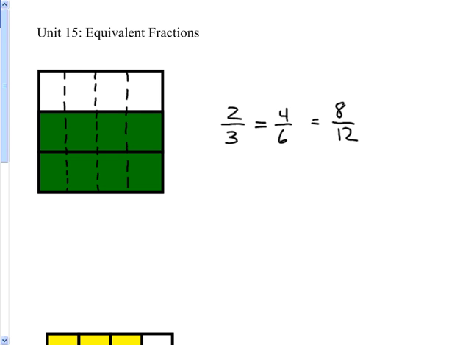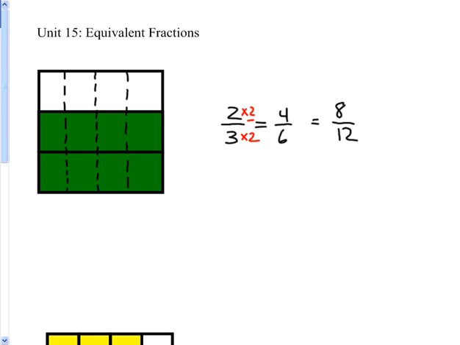Now the question is, how do I move from 2/3 to 4/6 then to 8/12? Well, what I really did originally is I took each of the pieces and cut them into 2 more pieces. So there was originally 3. I cut each of the 3 pieces into 2 equal pieces, making 6 pieces. So these were also cut into 2s. Now when I look at that, I'm multiplying both the top and bottom by 2.